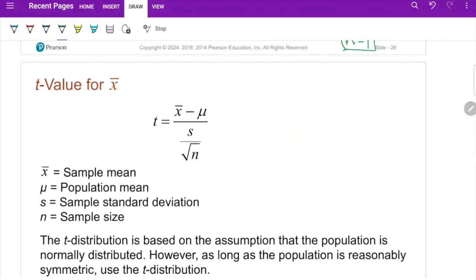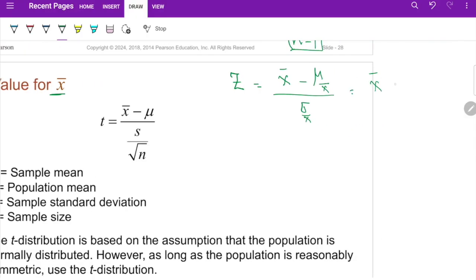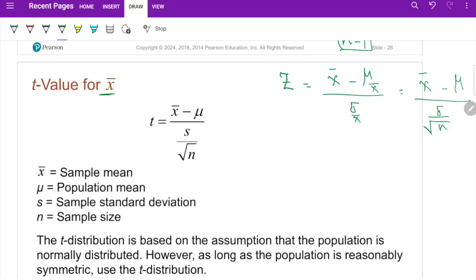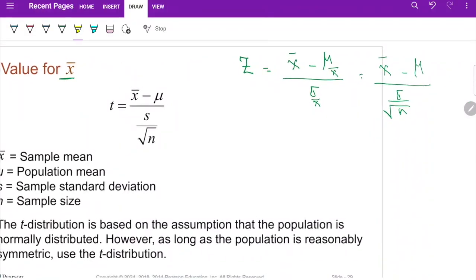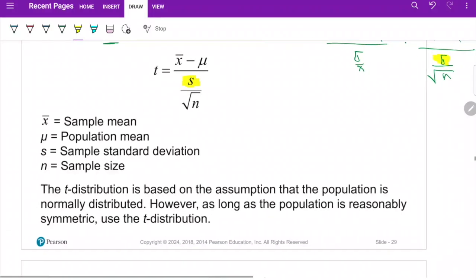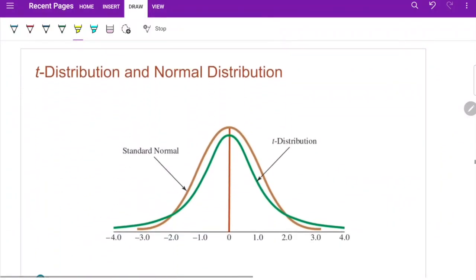So what is the t value for the x bar? If you remember, we used to find the z value, the standardized value of the x bar, right? Which is this. This is from chapter 7. This is equal to x bar minus mu, by the central limit theorem, over sigma over radical n. But now we're looking for the t value, not the z value. So the t is the same. Look, they are similar. The only difference is sigma and s. What is s? It is the sample standard deviation, so we are using the sample standard deviation.